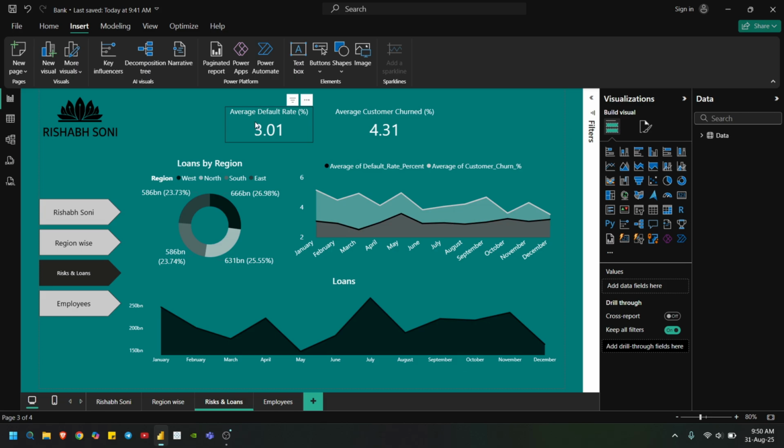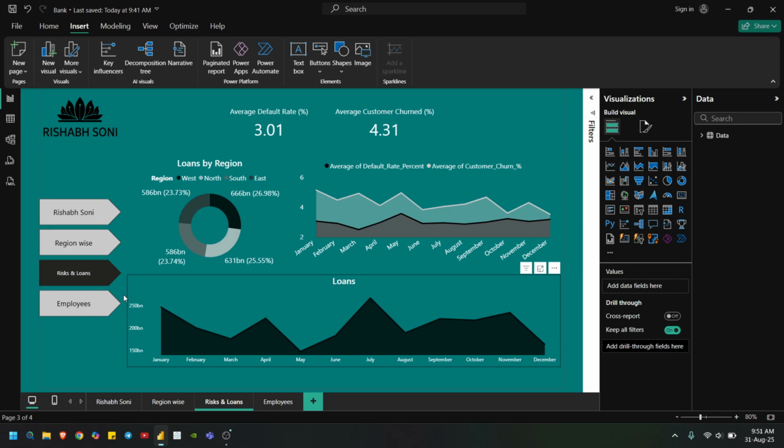The next page has 2 KPIs which show the average default rate and the average customer churn rate. The loans by region are shown by a donut chart, and just on the right side of that there's an area chart that shows the average default percentage rate and customer churn rate as per the month. Below that, the total amount of loans as per the months is shown.